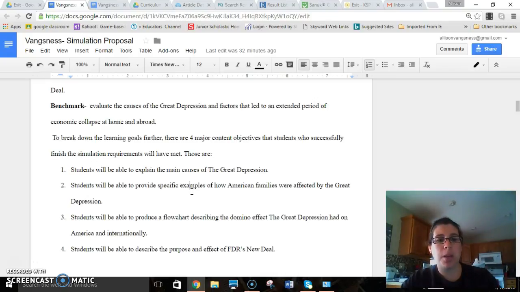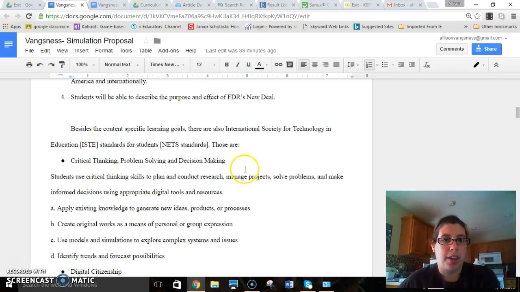Number 3, students will be able to produce a flow chart describing the domino effect the Great Depression had on America and internationally. So it's important to note that the Great Depression didn't just affect the United States. Yes, we saw the brunt of the effects, but internationally people felt it, and so it's important for students to know that too. Number 4, students will be able to describe the purpose and the effect of FDR's New Deal. And we'll talk a little bit more about that in just a second.